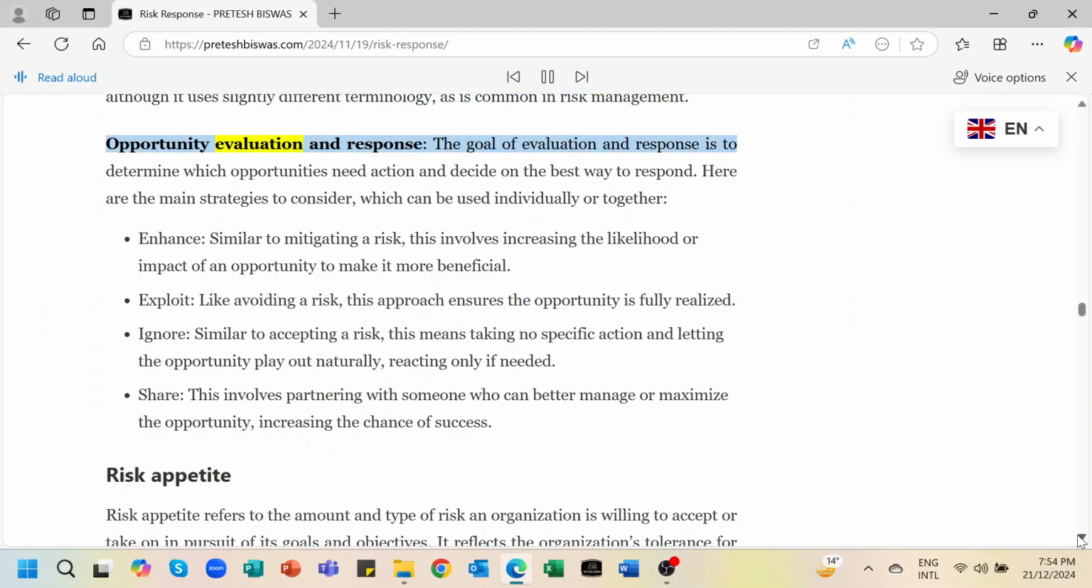Opportunity evaluation and response. The goal of evaluation and response is to determine which opportunities need action and decide on the best way to respond. Here are the main strategies to consider, which can be used individually or together. Enhance. Similar to mitigating a risk, this involves increasing the likelihood or impact of an opportunity to make it more beneficial.